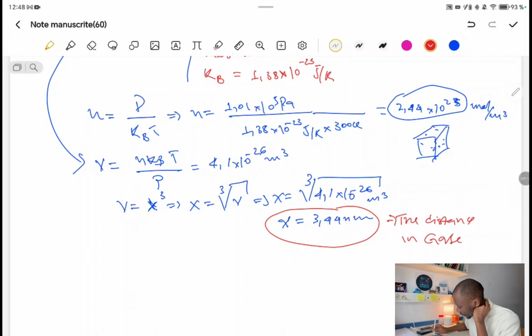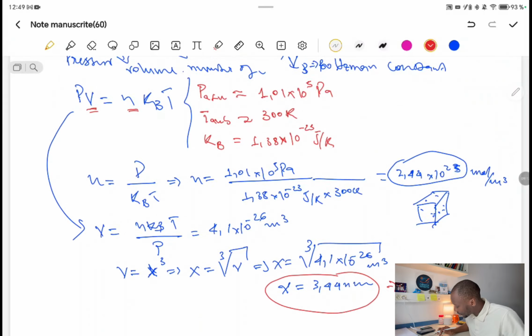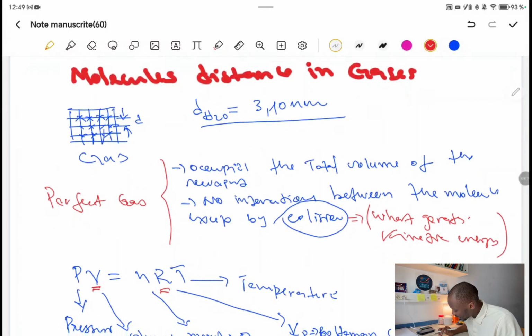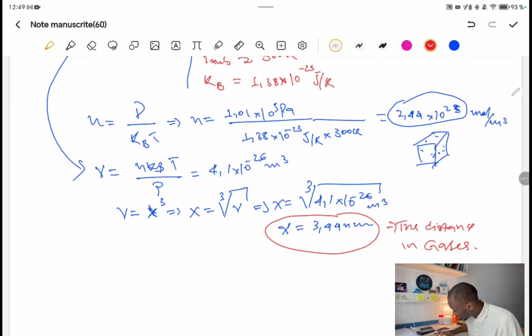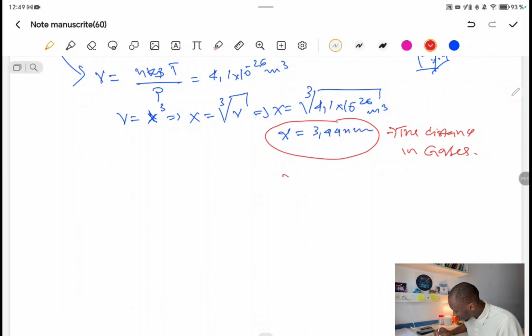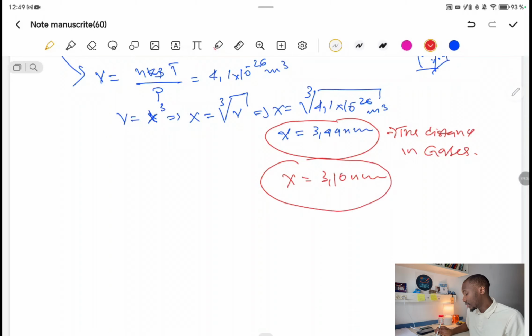And we've seen that the distance in liquids is approximately, in liquids we find x equal to 310 nanometers. So that shows us something, that the distance in gases is much higher than the distance in liquids. Okay, so thank you, and that's it.